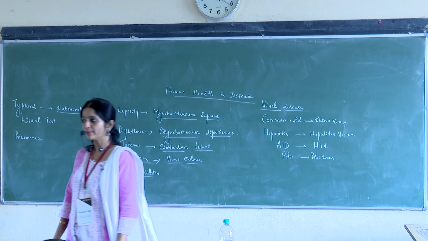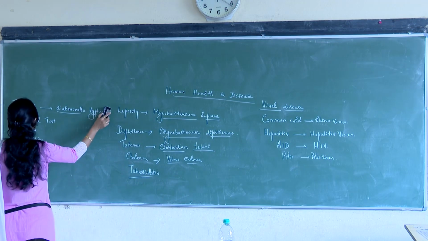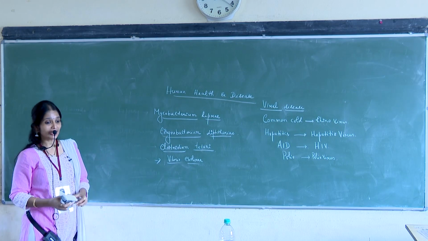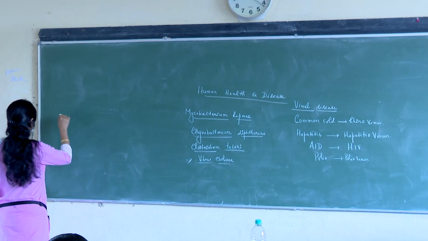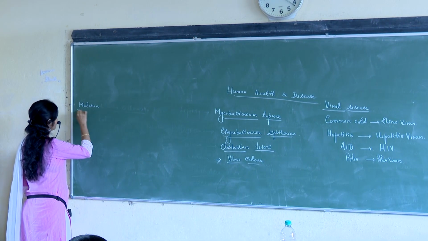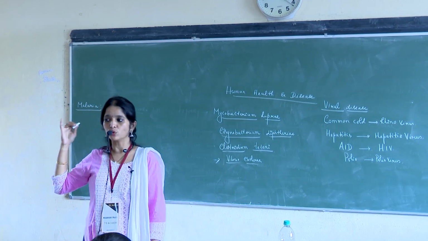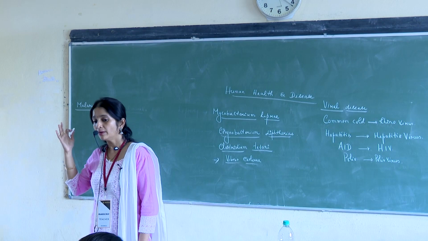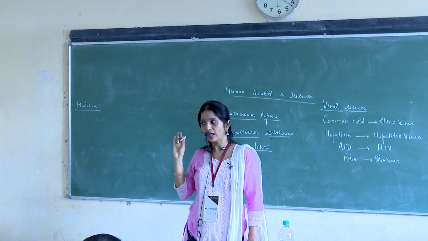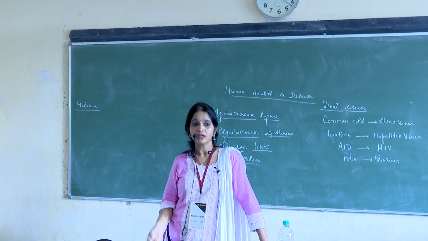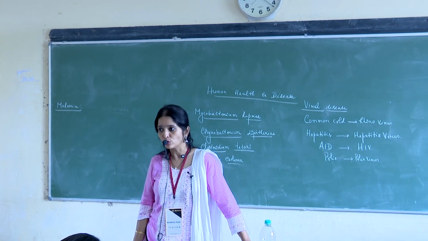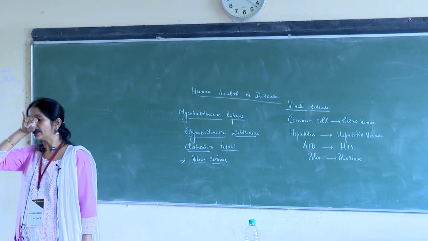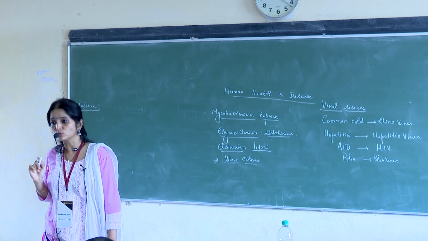Then you all have studied about protozoan disease. So which is the protozoan disease that you have studied? Malaria, right. What causes malaria? You have 4 species there, is it not? Plasmodium vivax, Plasmodium falciparum, Plasmodium malariae and Plasmodium ovale, 4 species. And which is the most dangerous type? It is the malaria that is caused by Plasmodium falciparum, right?